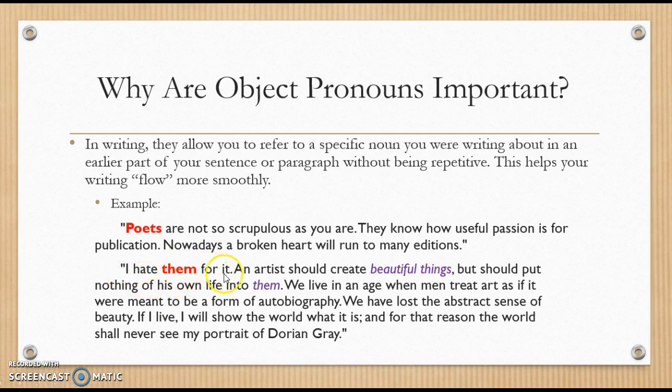If we read on a little bit more: "An artist should create beautiful things, but should put nothing of his own life into them." So in this sentence, we have beautiful things as a noun, and then that's referred to again with them. So you can see a plural object pronoun refers back to a plural noun. And that's a little bit about object pronouns.